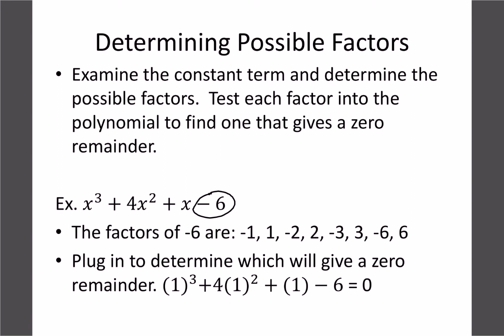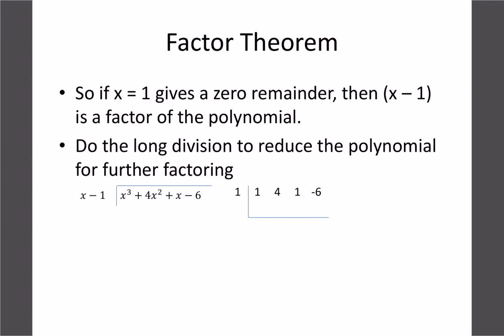So if we plug in a +1 into this case, we'd have 1 cubed, which is 1, 4 times 1 squared, which is 4, 1 again, minus 6. If we actually do that, we get 6 minus 6, which is 0. So that means x minus 1 had to be a factor. If +1 works, then -1 would be our factor.